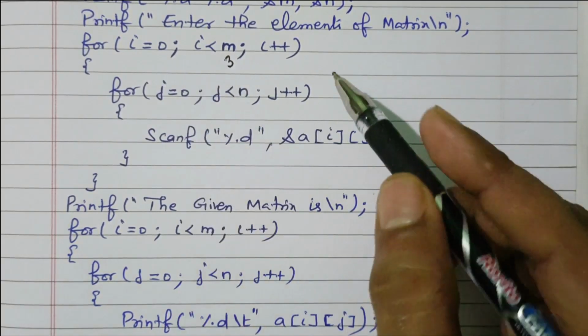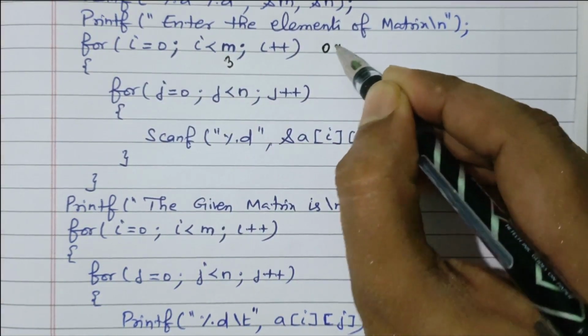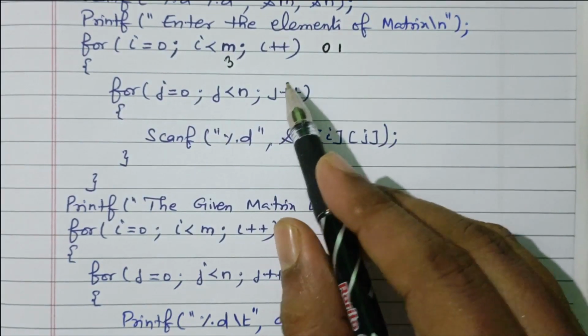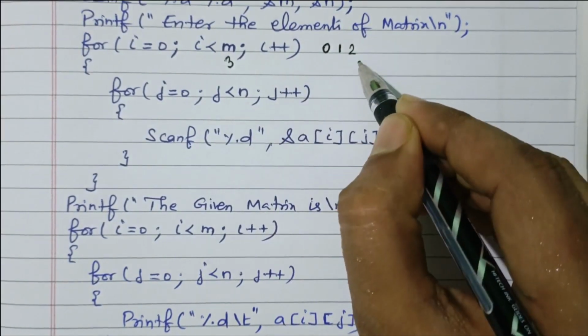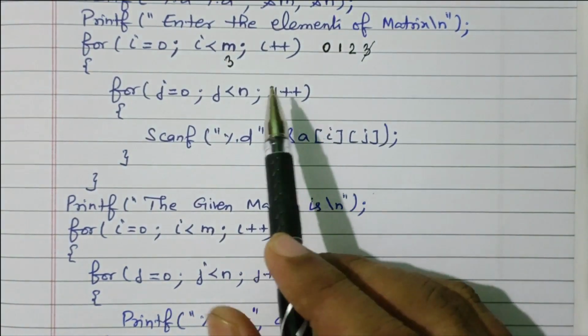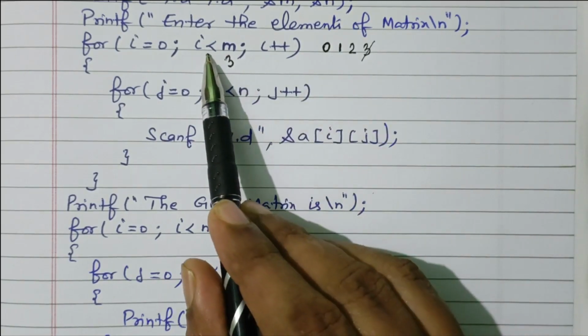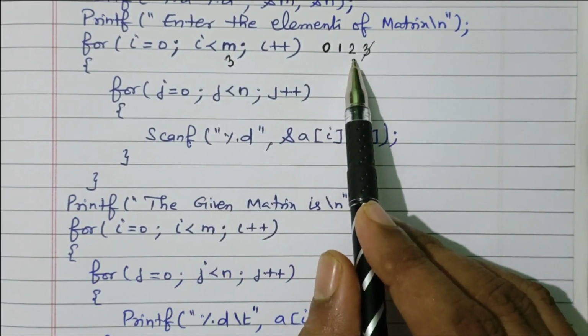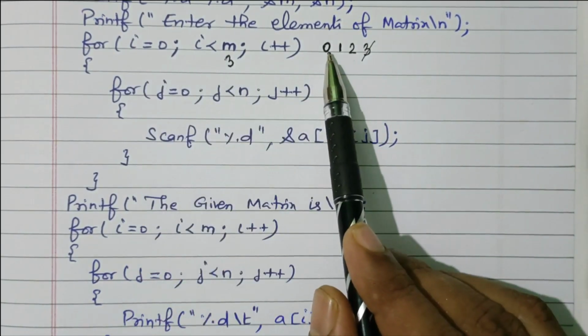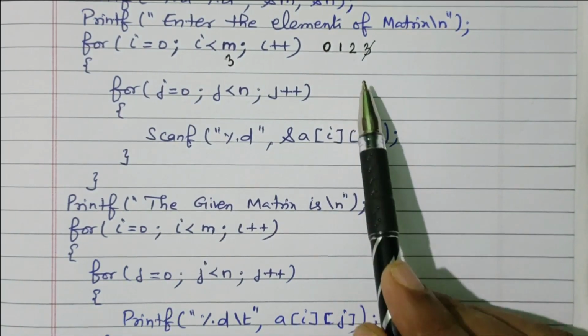So i will vary, first 0. After executing, it will be incremented to 1 by i++. After that it will be incremented to 2. Then it will be incremented to 3. But 3 does not satisfy the condition i less than 3. Less than 3 means 2 only. So here i will vary 0, then 1, then 2. If it is 3, it will be terminated.